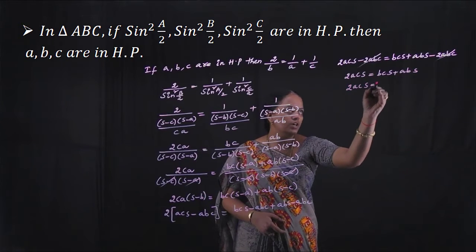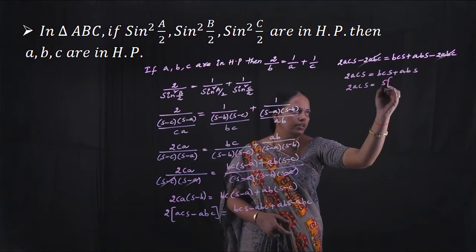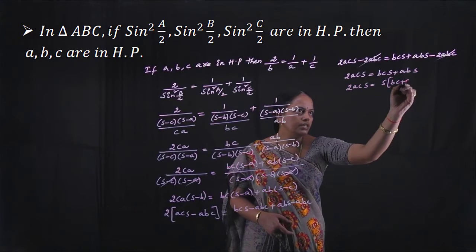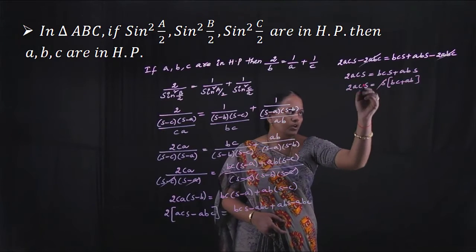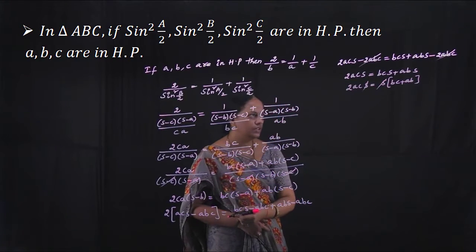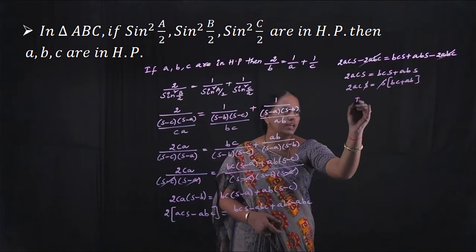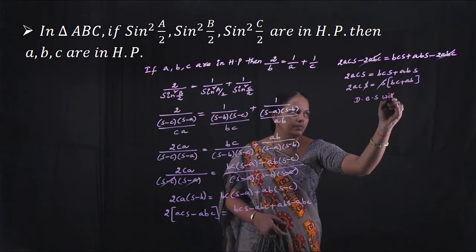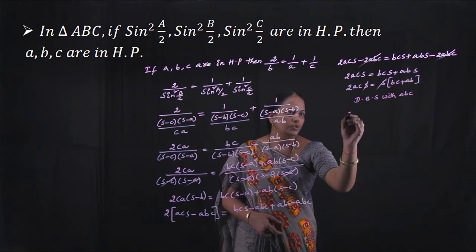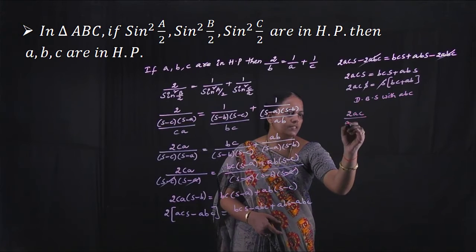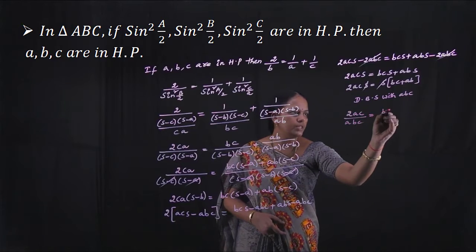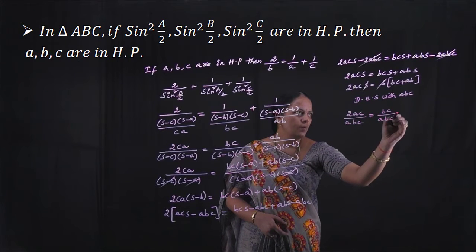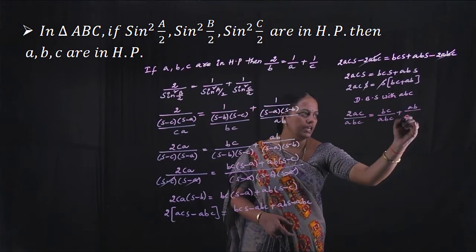2ACS is equal to, taking S as common, S times (BC plus AB). On both sides S cancels, and dividing both sides with ABC, we get 2AC/ABC is equal to BC/ABC plus AB/ABC.